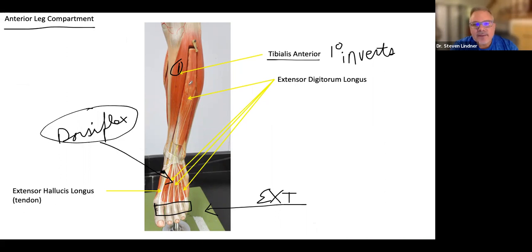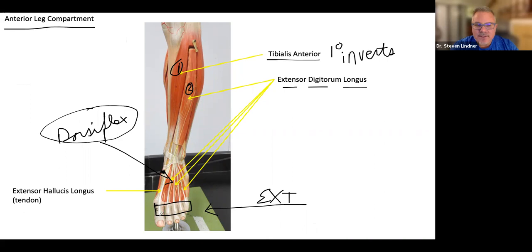Then right in the center, we'll call this number two right here. That is the extensor digitorum longus. It's superficial. You can see the tendons going to digits 2, 3, 4, and 5. That's the extensor digitorum longus. What's the action? Toe extension. Simple. Toe extension, 2 to 5.